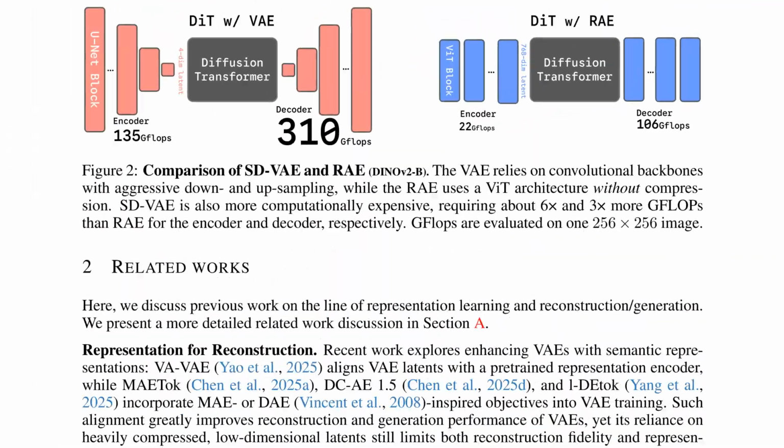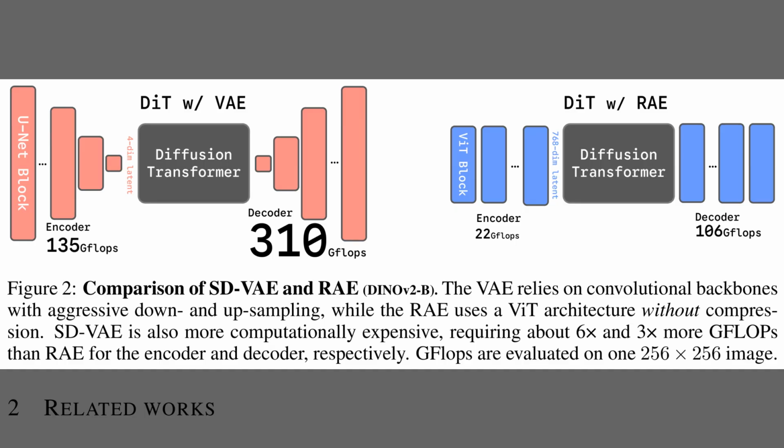Alright. Figure 2 shows that representation autoencoders make the pipeline simpler and cheaper than the standard VAE path. Figure 2 contrasts the two setups, emphasizing that down and up sampling dominates the VAE. The VAE encoder needs about 135 GFLOPs. Its decoder adds about 310 GFLOPs, which reflects the heavy convolutional stages. In contrast, the representation autoencoder needs about 22 GFLOPs because it uses a ViT without compression. The decoder is lighter too, at about 106 GFLOPs, so overall compute drops substantially.